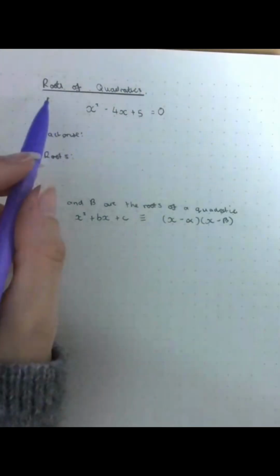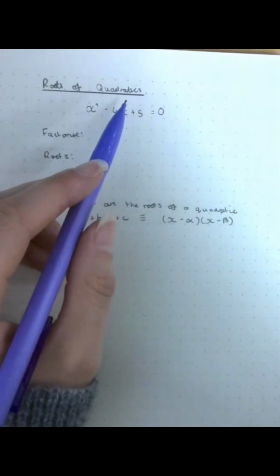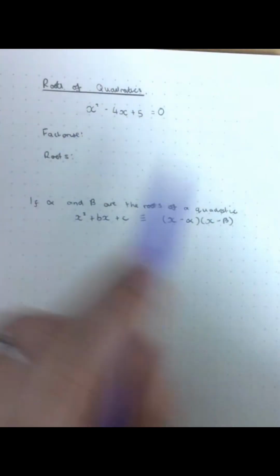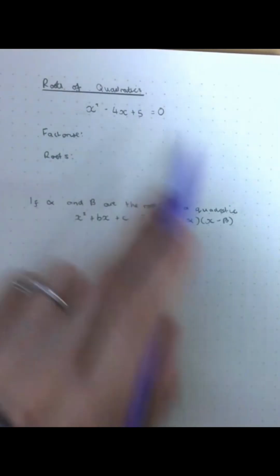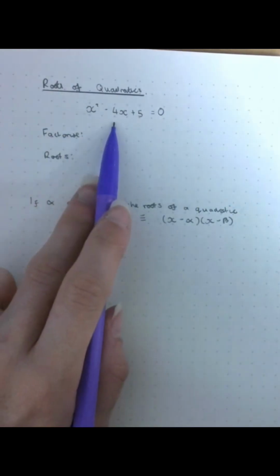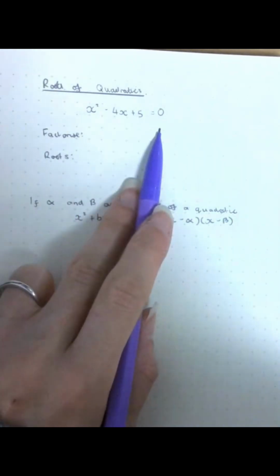Going to look now at roots of quadratics when we are dealing with complex numbers. So let's consider this equation here. We want to solve it. So x squared minus 4x plus 5 is equal to 0.